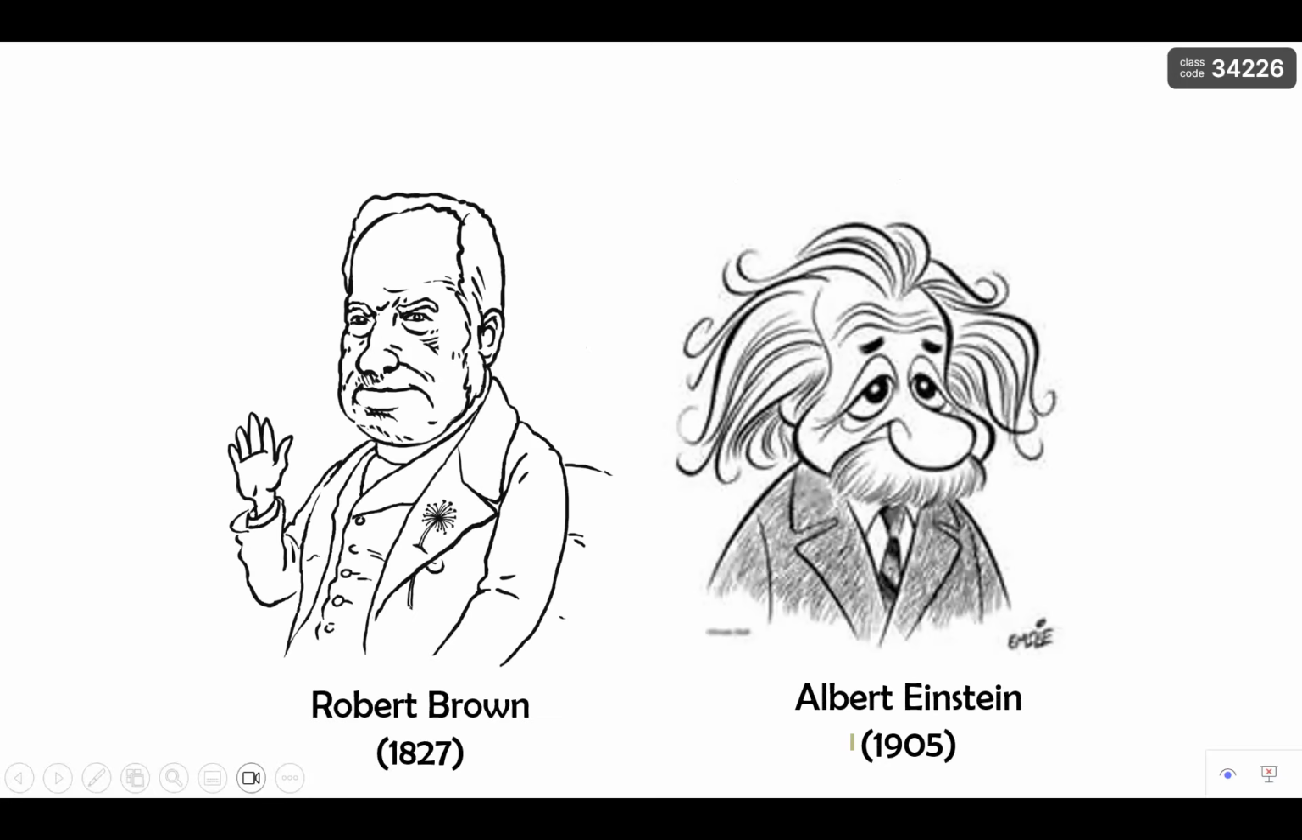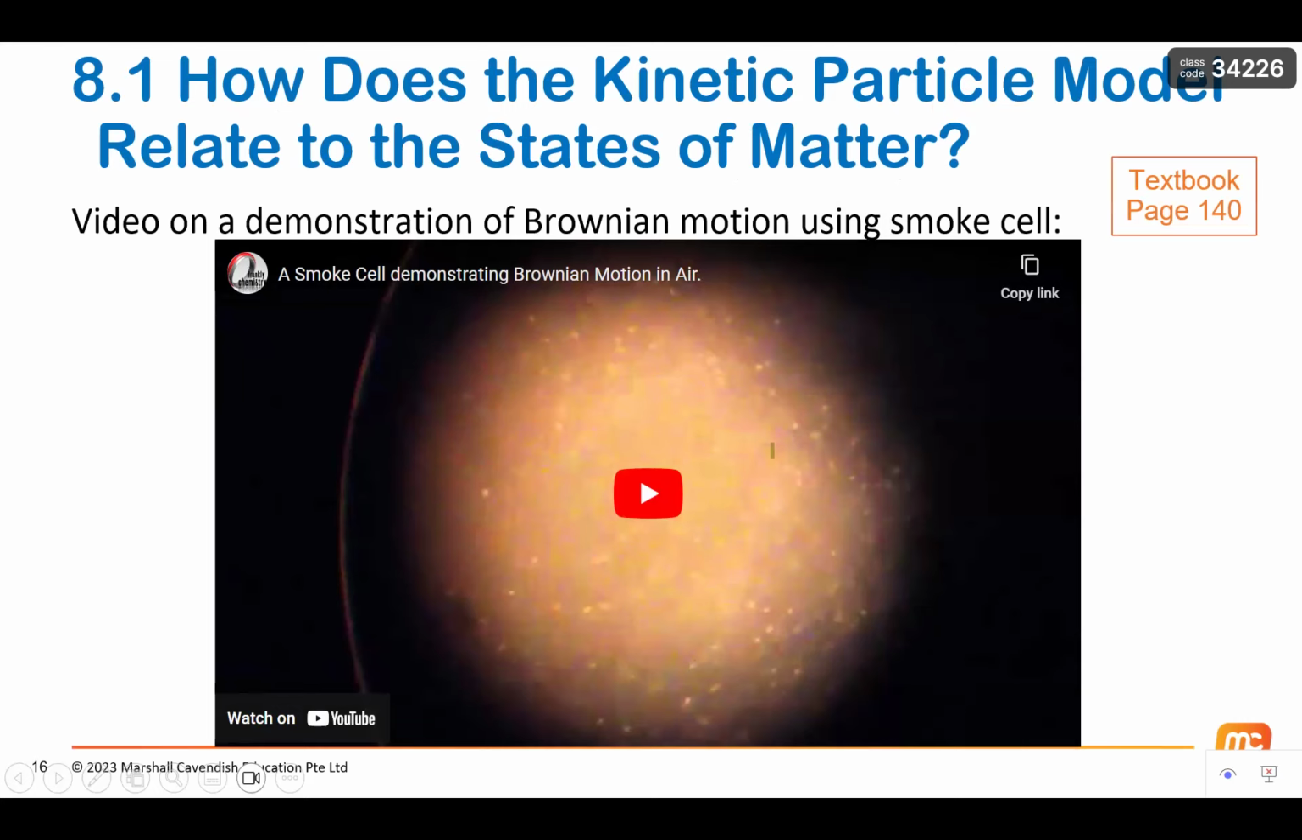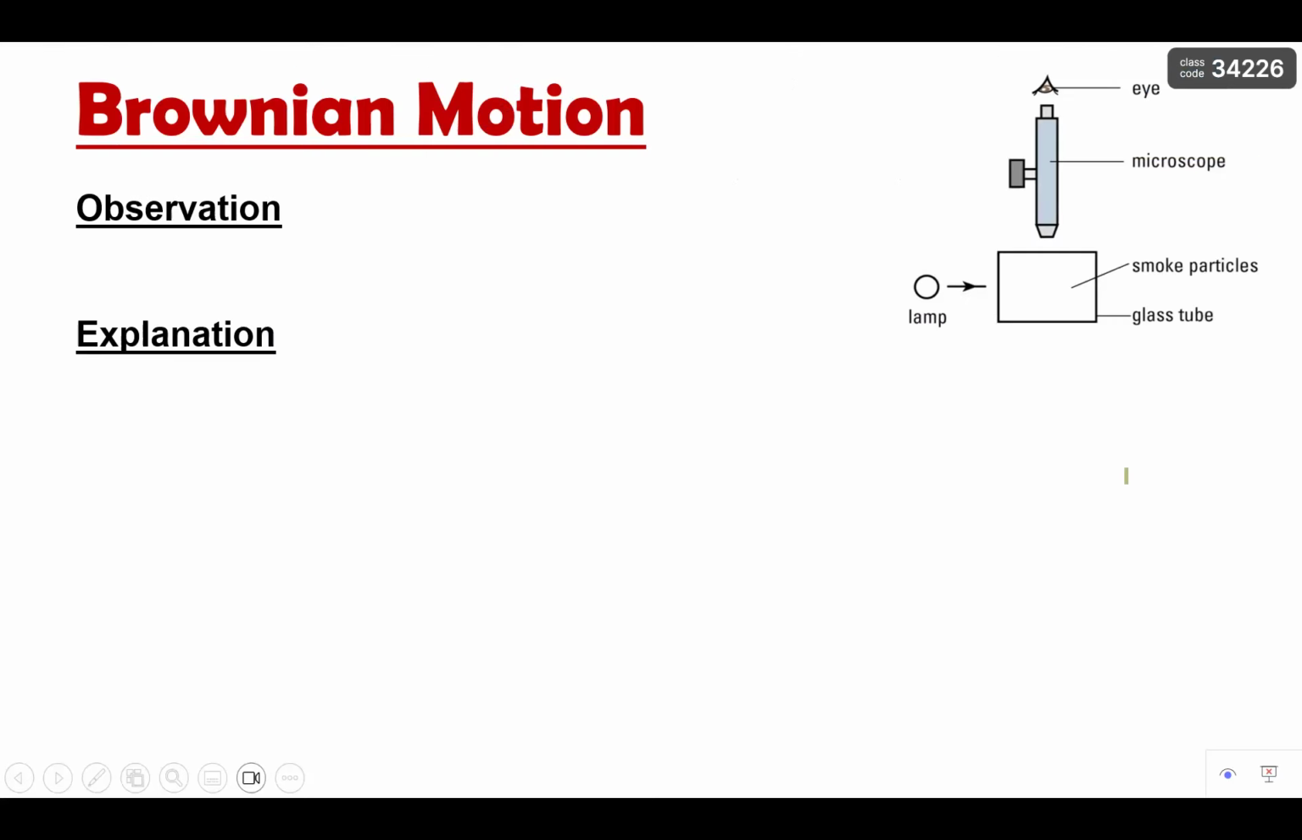So this is Robert Brown and this is Albert Einstein. Both of them contributed to the kinetic particle theory. I'm not going to play this video; you may play it on your own at home. What happens here, I'm just going to elaborate on what you are going to see in this video. They put some smoke particles into a glass cell, which is a transparent glass container.